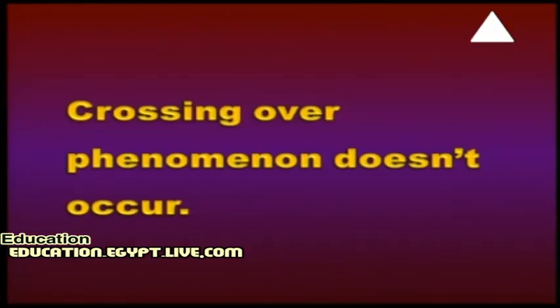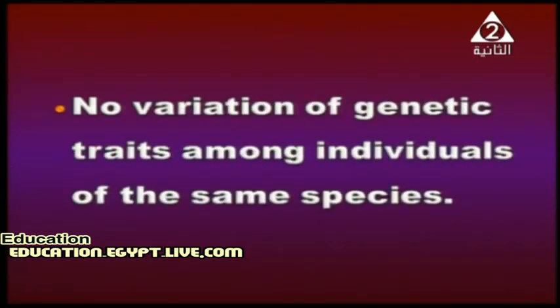What are the results if the crossing over phenomenon doesn't occur? What will happen when the crossing over phenomenon doesn't occur? There is no variation of genetic traits among the individuals of the same species.